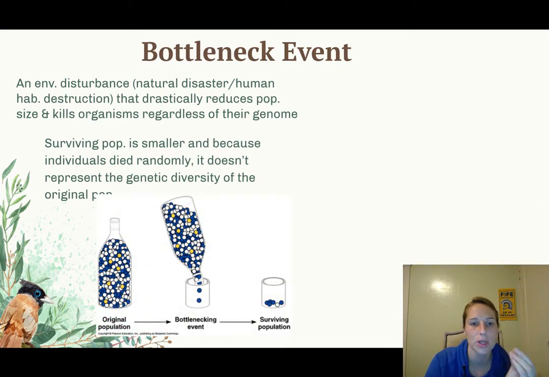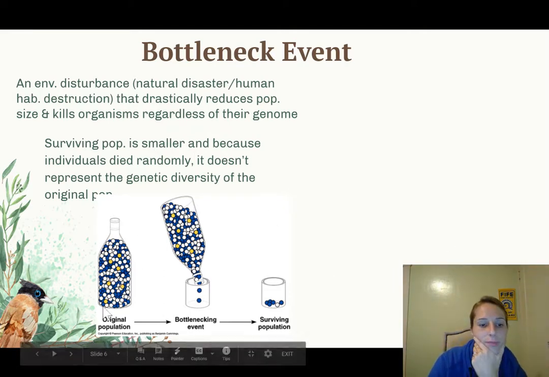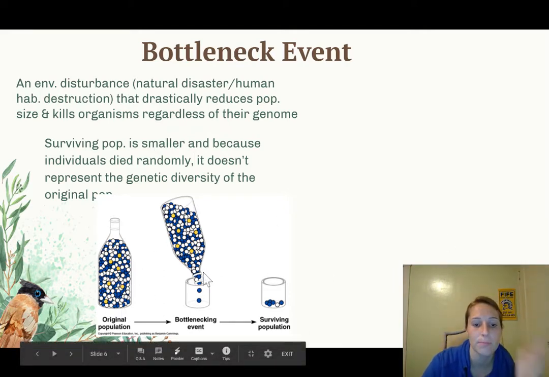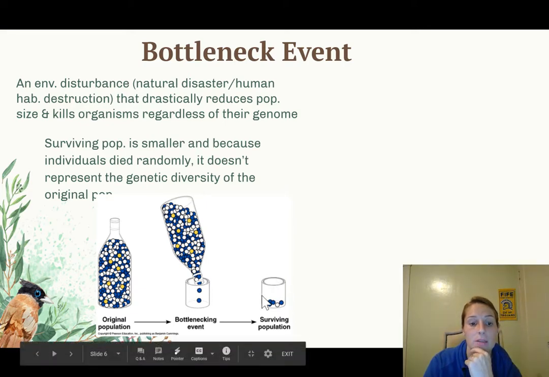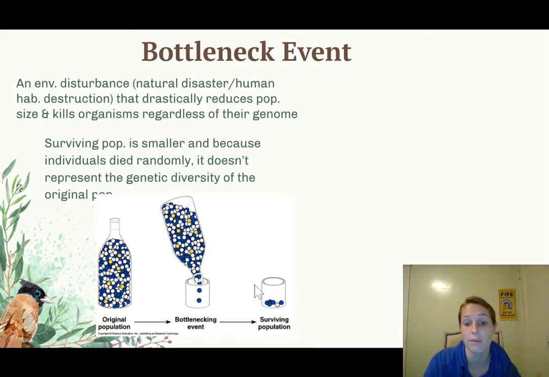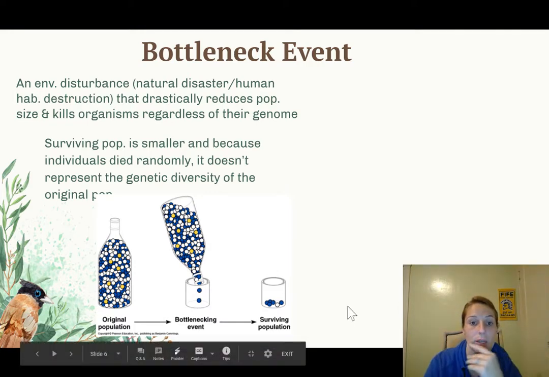So if you're imagining, the reason we call it a bottleneck is if you kind of envision like a bottle here, if you've got your original population that's diverse, you have this bottlenecking event that just wipes out a random chunk. Just by chance, the ones that are left are not going to be as diverse as the original population. So the surviving population that you're left with is going to have less genetic diversity just because they were the ones that were left after this event occurred.